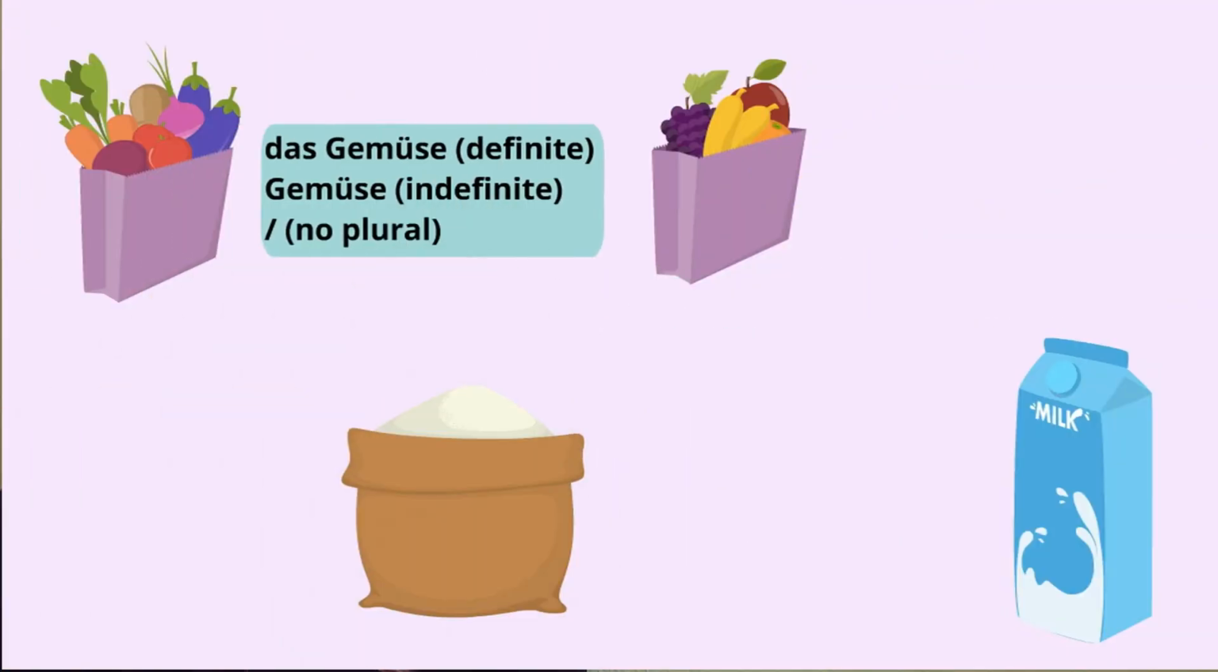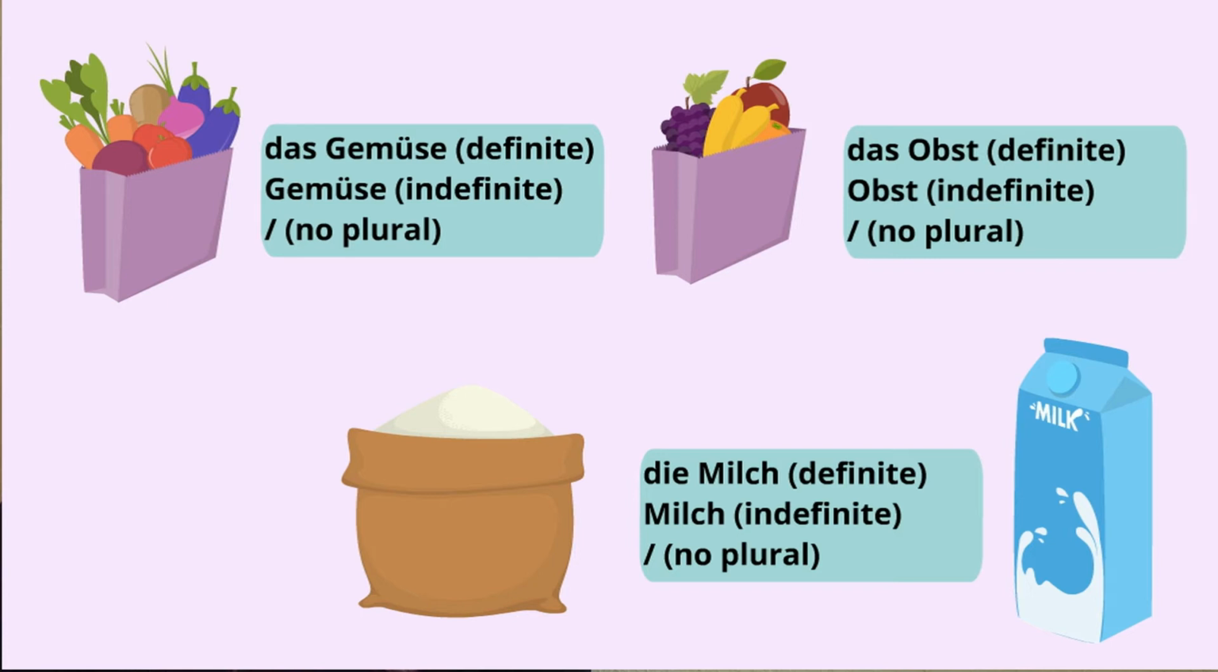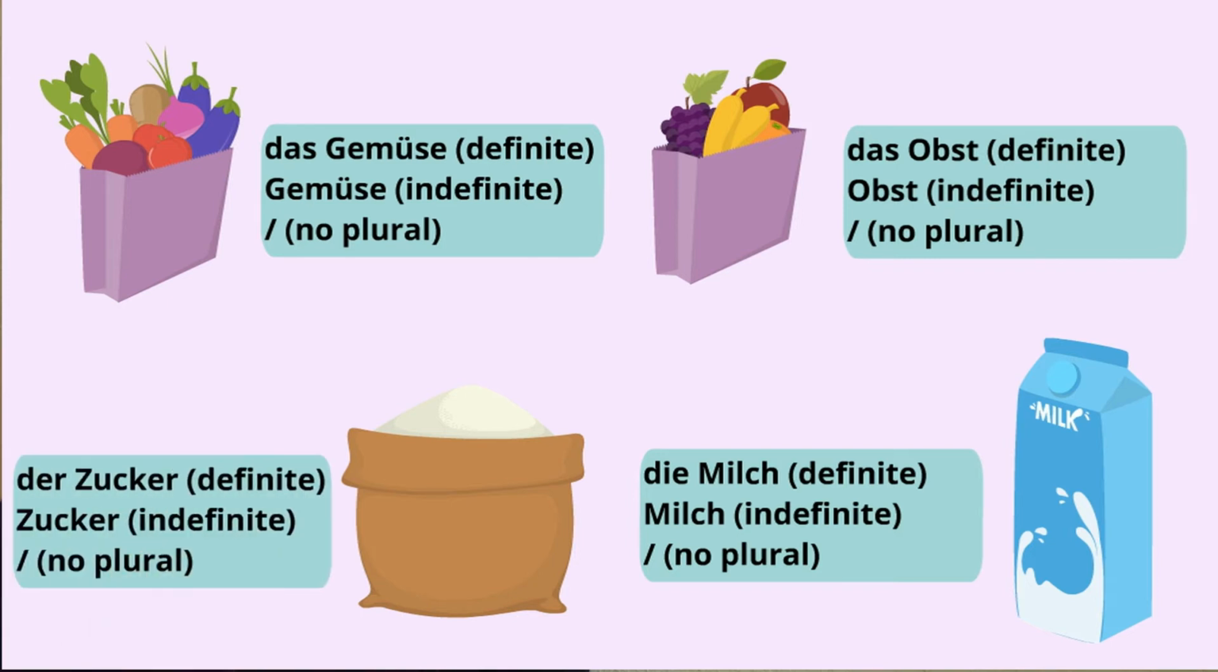Das Gemüse, but there is no ein Gemüse. Because in German, vegetable is a noun that cannot be counted, meaning it does not increase in units. Therefore, it does not come with an indefinite article, because it never comes in plural. Gemüse only denotes a category of food and can contain numerous items, but it is still never used in plural. Interesting, huh? Same goes for das Obst, die Milch, and der Zucker.